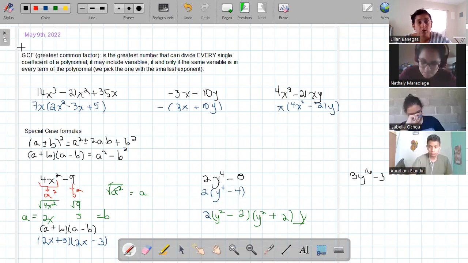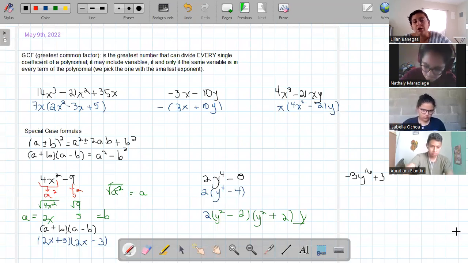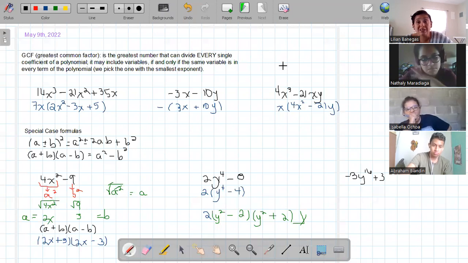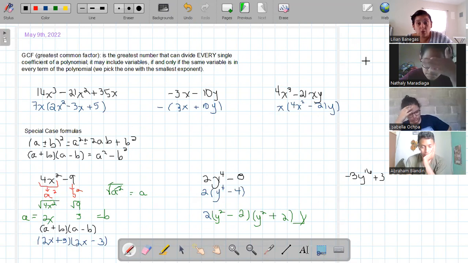Remember, the first one we will always try to seek is the GCF. And if we can do it, then I'm going to change it, okay? It will be like that. Negative 3y to the 16th power plus 3. And yes, that's a 16 exponent. What we need to do is to factorize it completely, okay? Once you do that, I will explain it again in our next class. So don't worry. We will be able to do it.